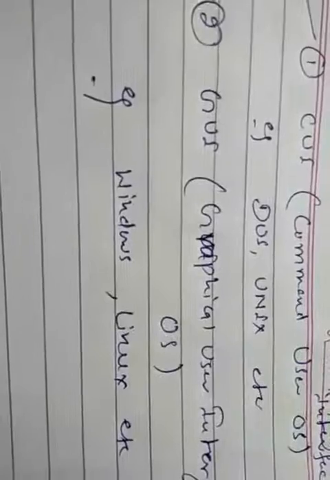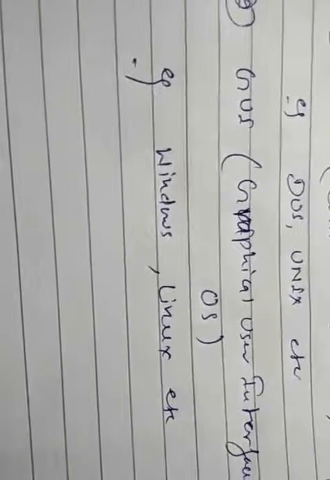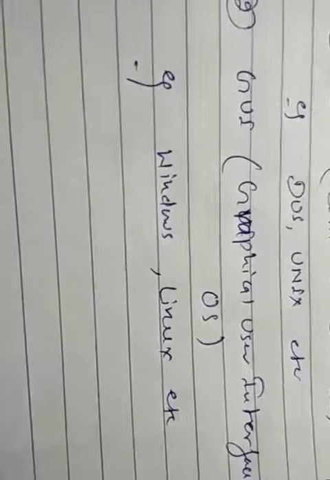And the second is a GUI. This is also called a user friendly operating system, and the examples of this are Windows, Linux, etc. In this the user does not have to remember the commands because the commands are already written in the menus, and the user has to select a particular option for doing that task.